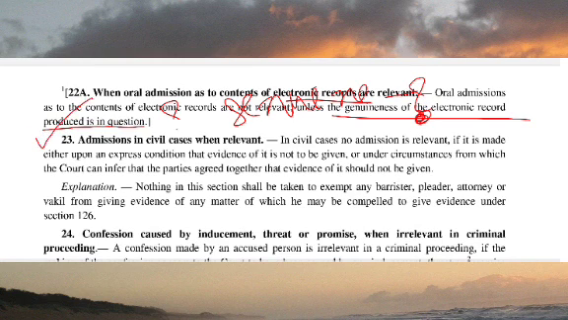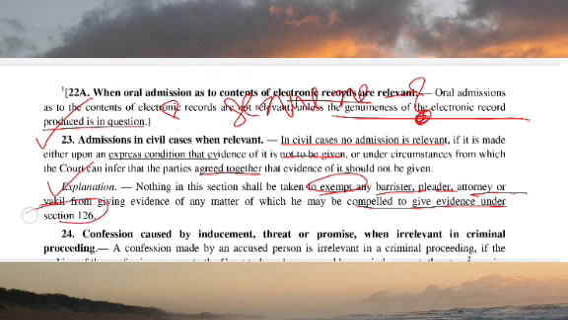Admission in civil cases. In civil cases, no admission is relevant if it is made either upon an express condition that evidence of it is not to be given, or under circumstances from which the court can infer that the parties agreed together that evidence of it should not be given. Nothing in this section shall exempt any barrister, pleader, attorney, or vakil from giving evidence of any matter of which they may be compelled to give evidence under section 126.